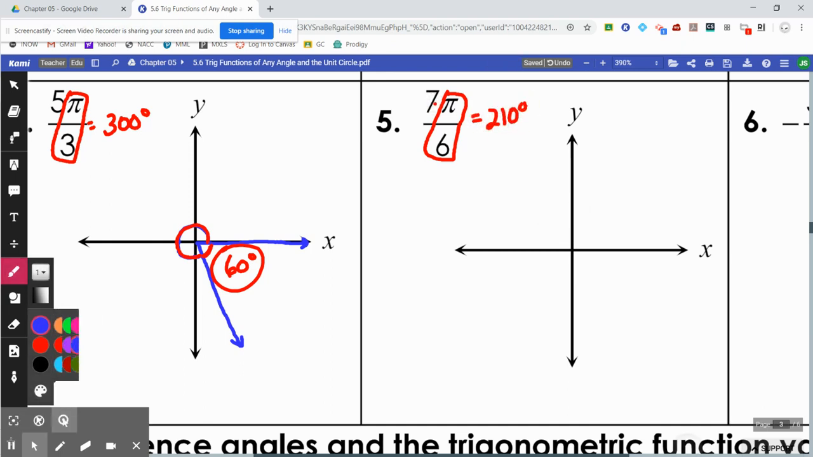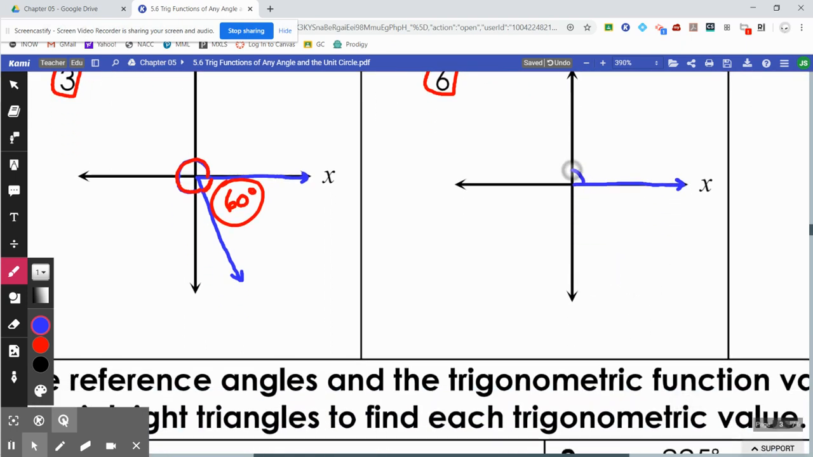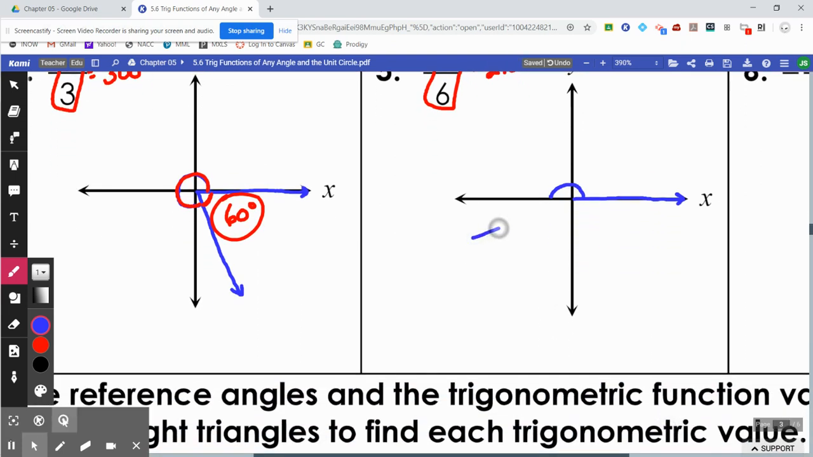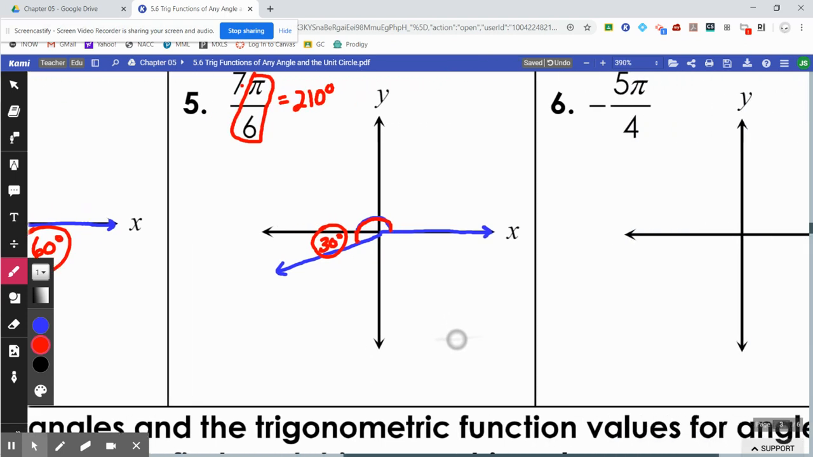So let's graph that. Start at 0 degrees. We're going to go 0, 90, 180, but we're graphing 210, so we're going to go a little bit past 180. And again, the reference angle is how far past you went. So you can take your 180 away from the 210, which is the total, and that's going to leave you with 30 degrees. That's how far past the x-axis you went. So 30 degrees is your reference angle.